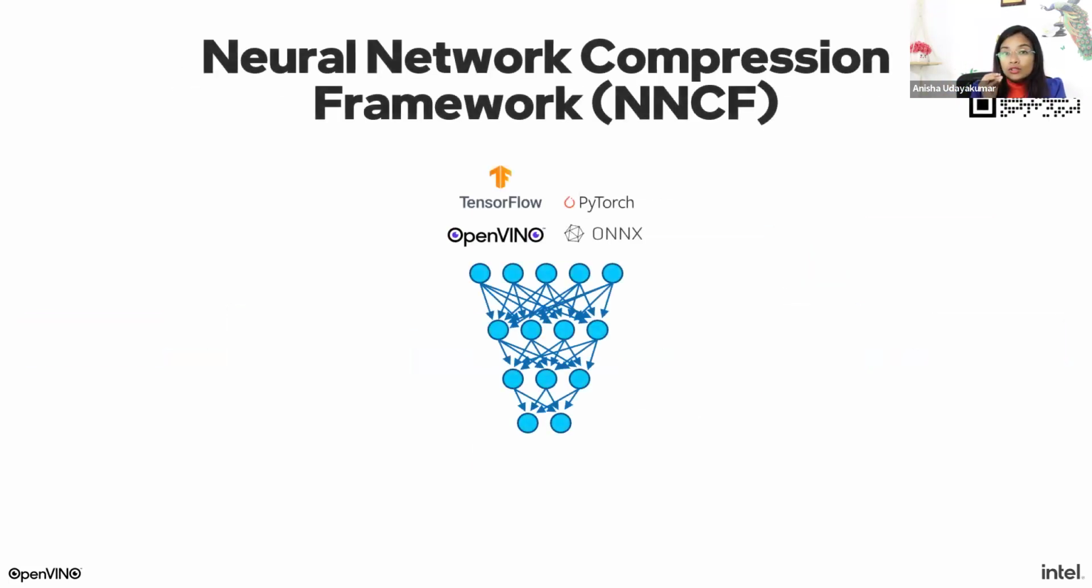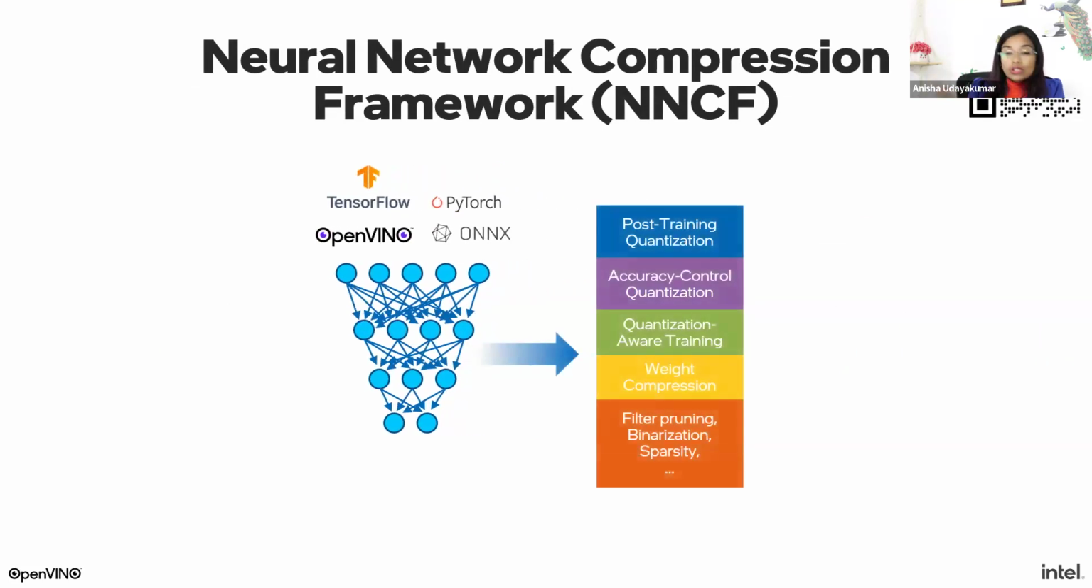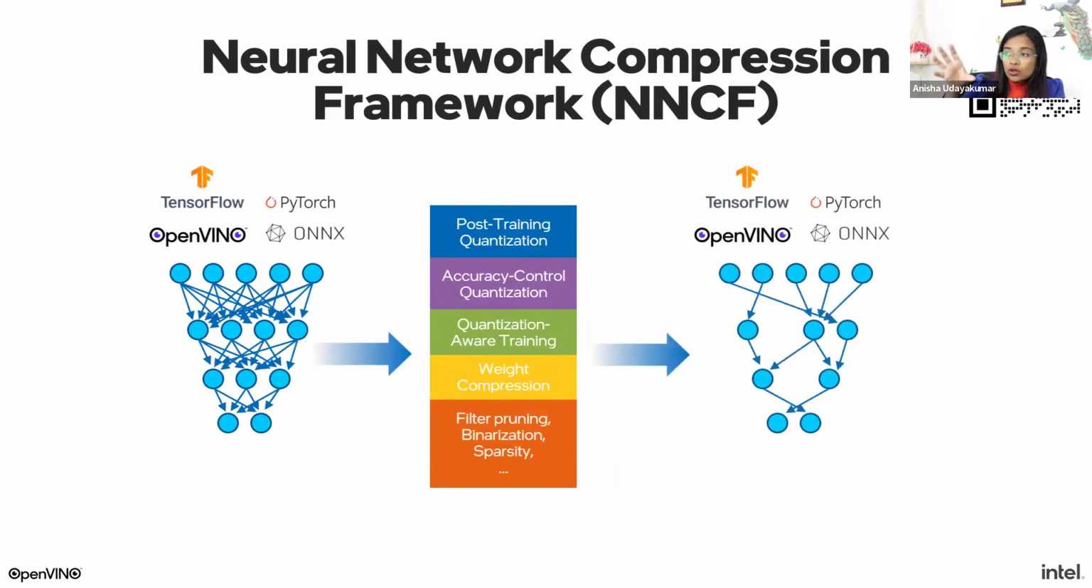So coming back to our star player, the Neural Network Compression Framework, or NNCF, if you're a developer using an OpenVINO model or TensorFlow model, or any of these formats, you utilize one of the algorithms I briefed, you quantize your model, and your neural network gets simplified to this. You see the reduction in the layers and nodes.